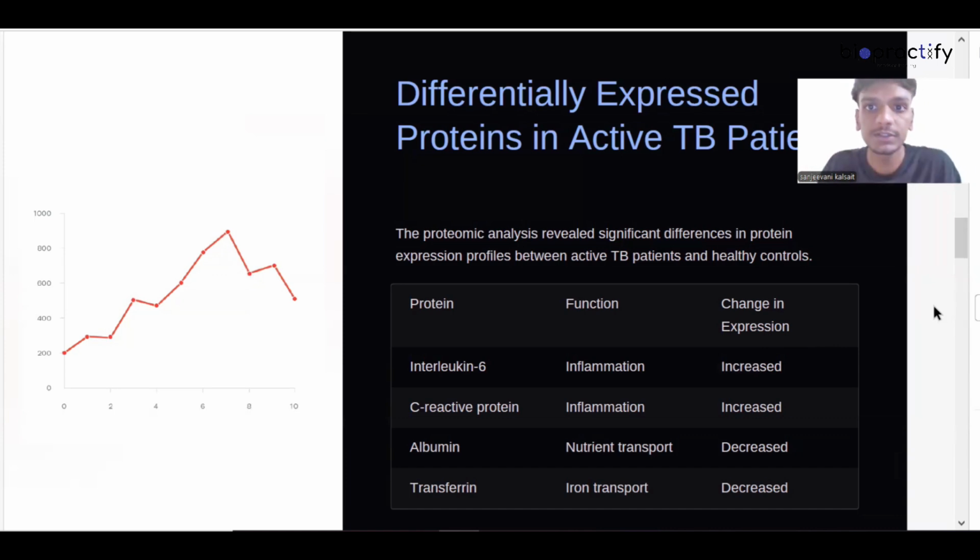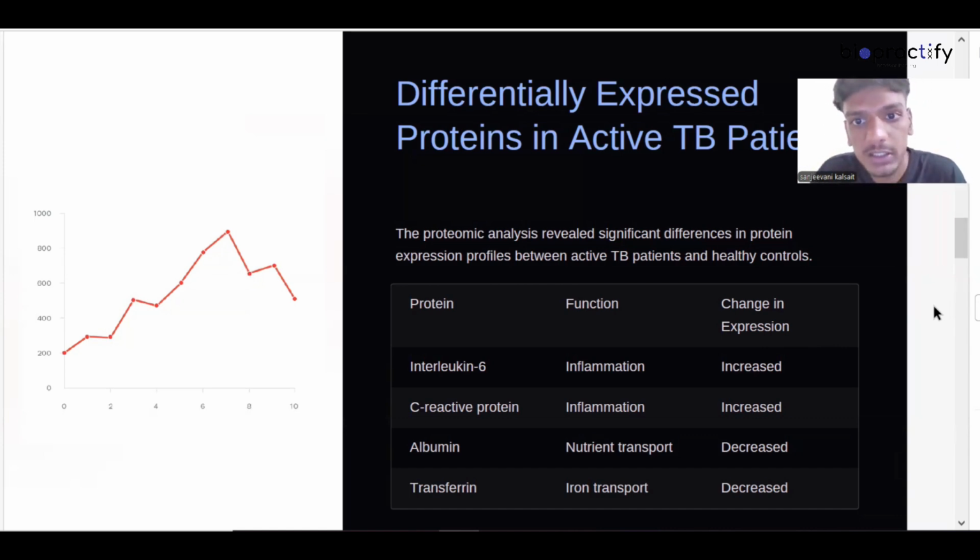Next is differentially expressed proteins in active tuberculosis patients. This graph shows the range in active tuberculosis patients is 0 to 1000: 200, 400, 600, 800, and a maximum of 1000.